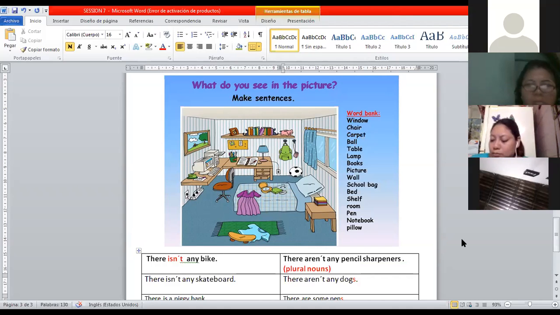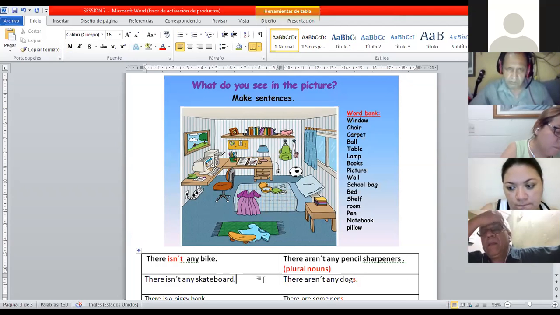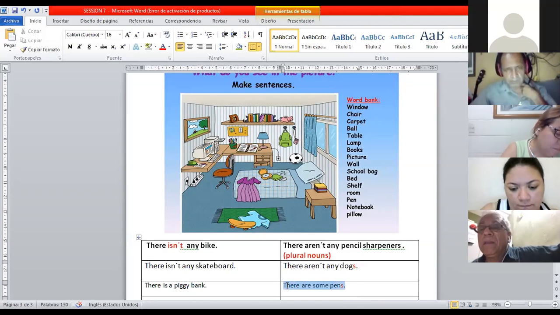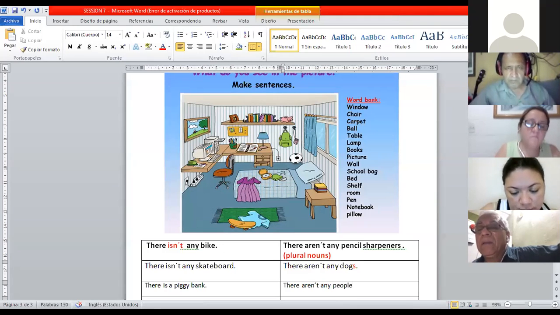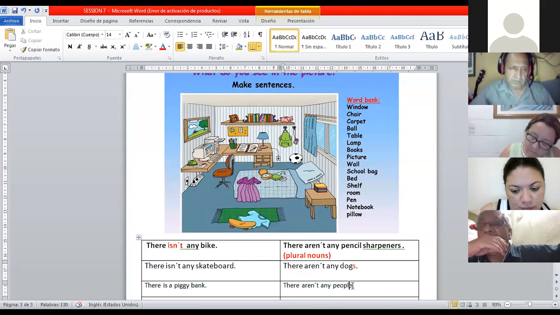There are any people. All right, let's take a look at it. There aren't. Erase it. There aren't any people, you said. All right, very nice. Thank you, Mercedes. This is a really good sentence, especially because the singular form is person, y el plural is people. Very good example.